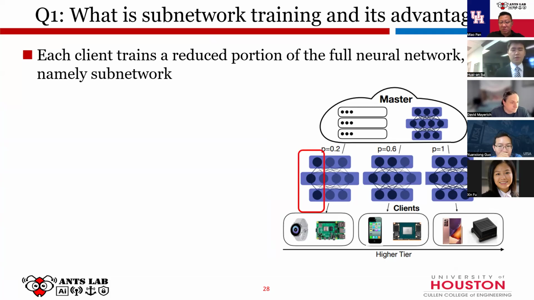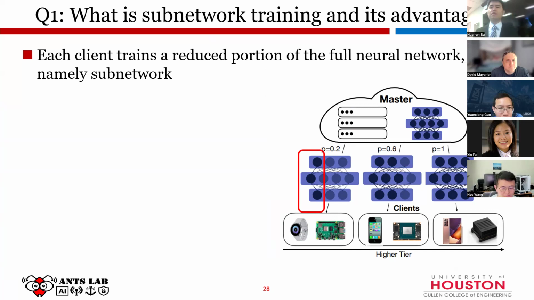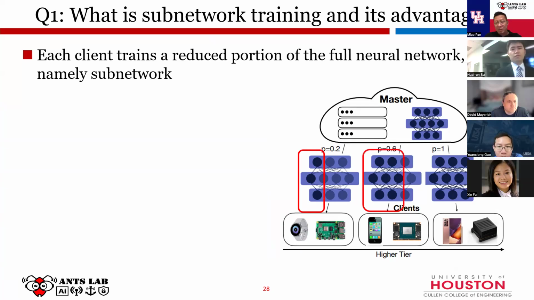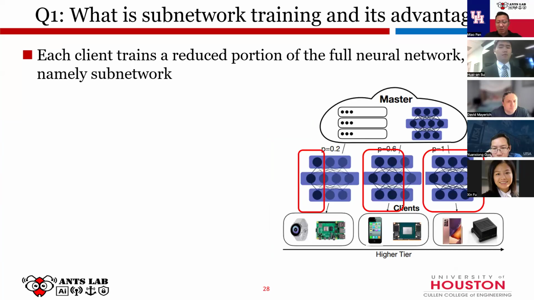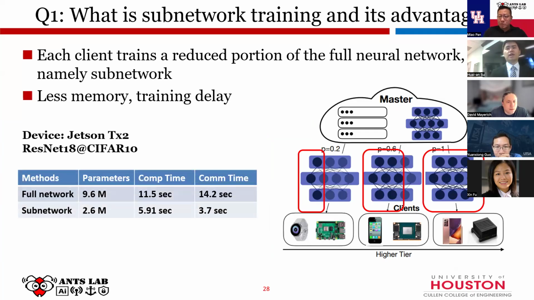Here, for the lowest device, we only assign P equals 0.2. That means only 20% of the parameters are used in this model. For the middle one, we use 60% of the model. And for the fastest device, we use the full model. So this is a way for those stragglers, namely the lower tier devices, to have less memory, less training delay and less burden.